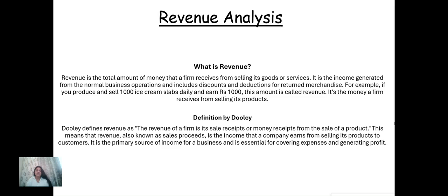Here is the economist's definition of revenue. The revenue of a firm is its sale, receipts or money received from the sale of a product. Basically, it explains that revenue is the total amount of money, meaning the income that a company earns from selling its products to customers, and this is a primary source of income.